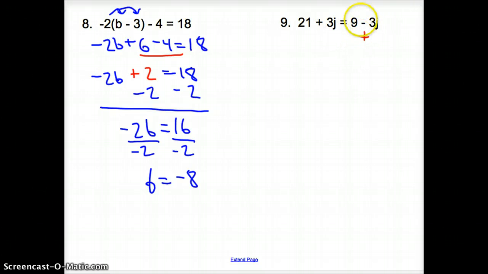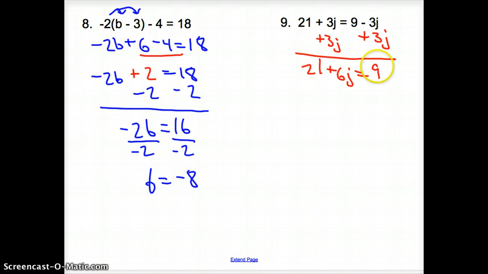Well, I have to add it. I have to take the opposite sign, so I'm adding it. I'm adding 3j to the right side, and I go across the equal sign, and I'm adding it to the left side. Bring everything else down below the line. We have 21 plus 6j equals 9.